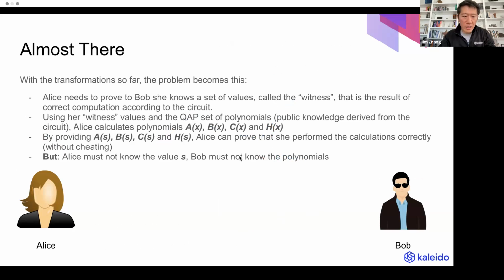But there's a but. Essentially at this point, what we have introduced is a proving and verification system, but there's no zero knowledge yet. The zero knowledge comes from the fact that Bob can't let Alice know what the secret S is. What's the secret X value that Bob is going to use to validate? And conversely, Alice doesn't want Bob to know what the actual polynomials are.